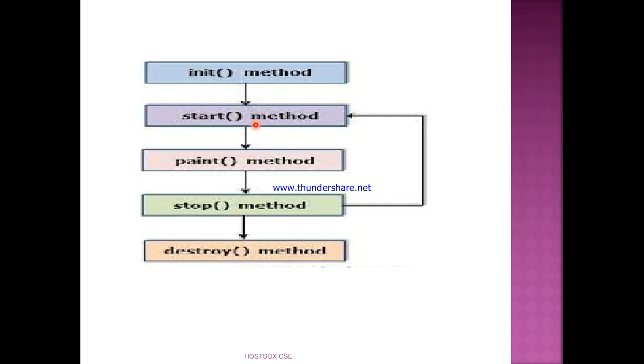Then this is the life cycle of the applet. First the init method, followed by the start method, followed by the paint method, followed by the stop method, and another one called the destroy method. If you want to create any applet, it follows this structure, or you can say skeleton.